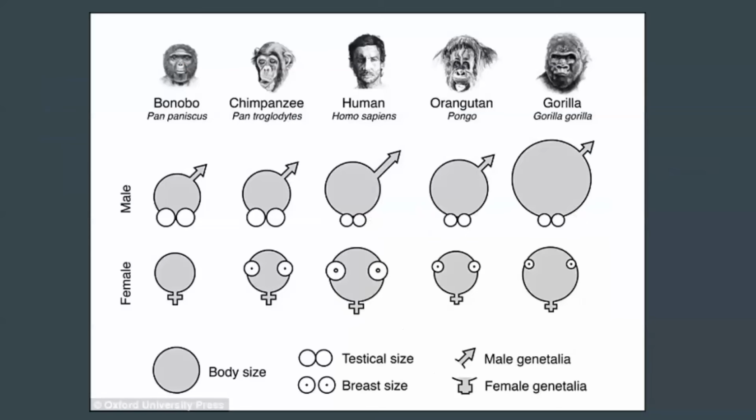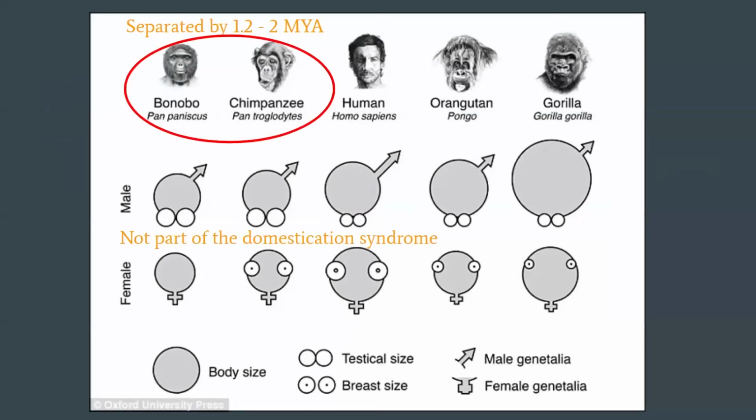So here are various primates. I knew I was going to offend somebody. So here are various primates, and let's look at whether or not they show indicators of sperm competition. Well, the bonobo and the chimpanzee are very closely related. They're only separated by, at most, 2 million years. They both grew up in Africa, and about 1 or 2 million years ago, a geological event happened, and they were separated by a river. So they then evolved independently for 1 or 2 million years.